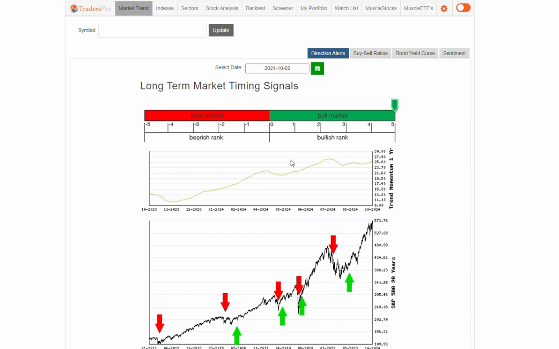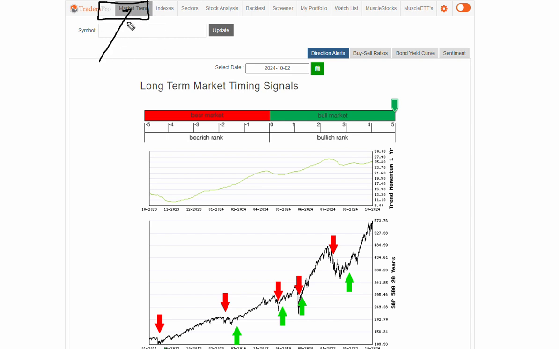Are we at the upper end of the trend and reversing? Are we early in a trend? Are we in the middle of the trend? And then talk a little bit about allocation ideas and some of the risks that are associated in the market currently as well. Long-term perspective here, starting out with the market trend tab.